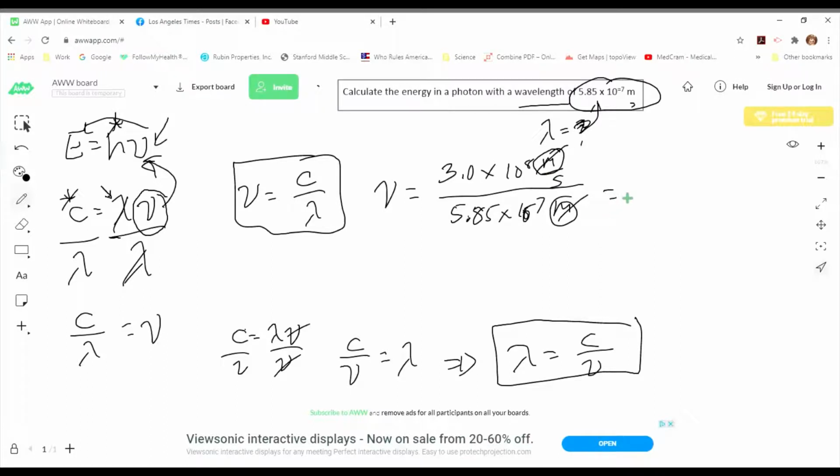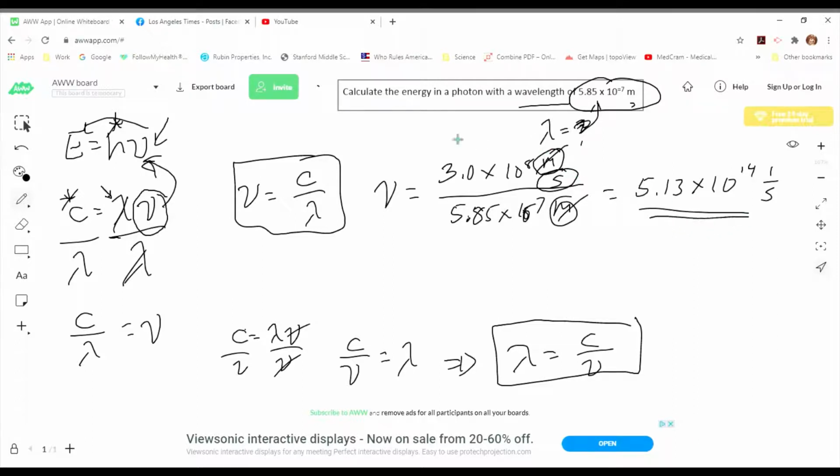And what you're going to get is the frequency of this problem. Let me go ahead and get my calculator: 3 times 10 to the 8th divided by 5.85 times 10 to the negative 7th. And I get 5.13 times 10 to the 14th. So let me write that down. 5.13 times 10 to the 14th. Okay, that's my frequency. 10 to the 14th hertz, because really the only thing that's left is 1 over seconds. So that's my frequency right there.